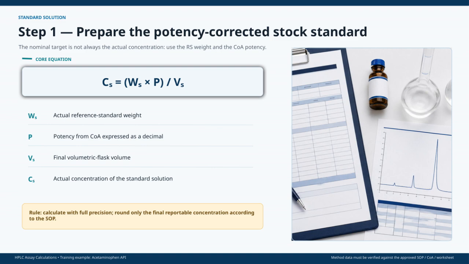Here, W sub S represents the actual weight of the reference standard. P is the potency from the COA, expressed as a decimal, not a percentage. V sub S is the final volume of the volumetric flask in which the standard is prepared. Putting it together, this calculation gives us C sub S, the actual concentration of the standard solution. One important rule to keep in mind is that all calculations should be done with full precision. You only round off the values when reporting the final concentration, and this rounding should follow the guidelines specified in the SOP. Finally, always verify your method data against the approved SOP, COA, or worksheet to ensure accuracy and compliance.